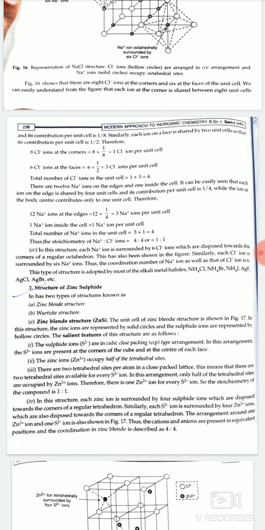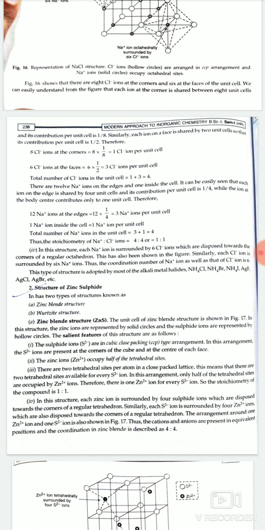Therefore, 12 Na+ ions at the edges equals 12 multiplied by 1 by 4, that is equal to 3 Na+ ions per unit cell. 1 Na+ ion inside the cell is equal to 1 Na+ ion per unit cell. So the total number of Na+ ions in the unit cell is 3 plus 1, that is equal to 4. Thus the stoichiometry of Na+ to Cl- ions is 4:4, that is equal to 1:1.